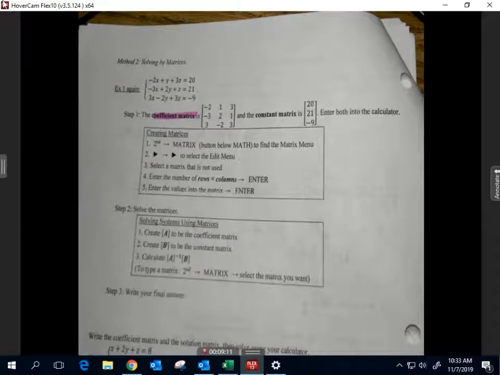You have this wonderful graphing calculator, okay? And here's our system. So what they're doing is that step 1, we're going to make 2 matrices. One is going to be the coefficient matrix, and our second is going to be the constant matrix.